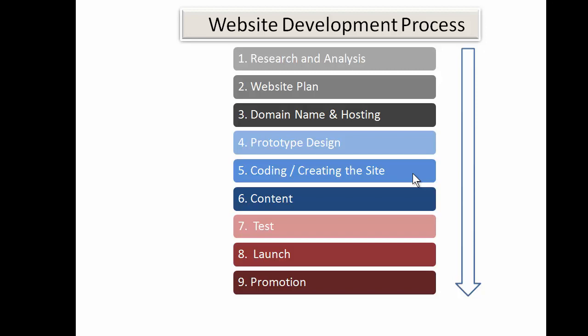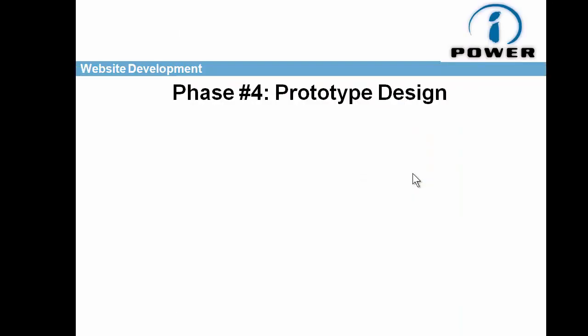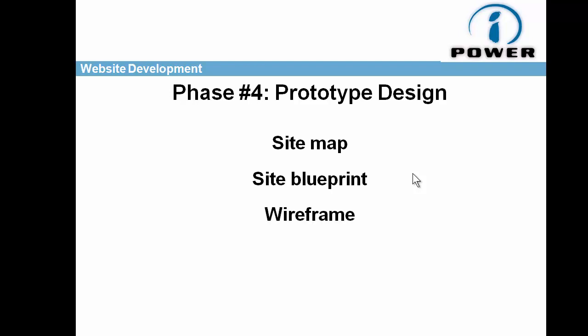So we are now at phase 4, prototype design. And the prototype design actually includes creating a sitemap. There are a couple of tools that you're going to learn about. The next tool is called Site Blueprint, and then the next one, Wireframe, and we have a visual layout of a website. So all those 4 are tools that can help you develop a model or a prototype of a future website.